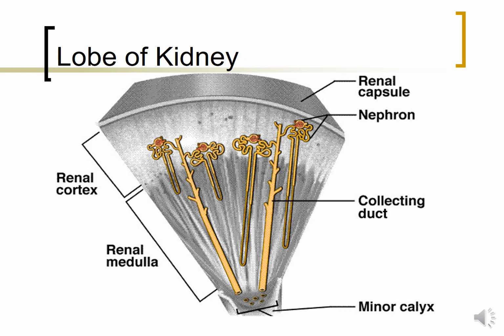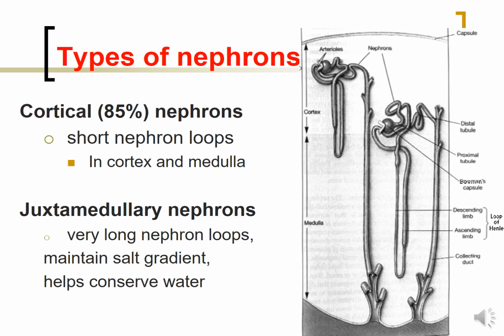This diagram shows a collecting duct, and you can see that there's several nephrons that are attached. The collecting duct extends all the way down to the bottom of the renal pyramid and enters into the minor calyx. There are two types of nephrons. About 85% of all nephrons are called cortical because a majority of the entire nephron is found in the cortex. If you look at the image, you just see a very small portion of the nephron loop extending into the medulla. These are your kind of like everyday, regularly acting nephrons.